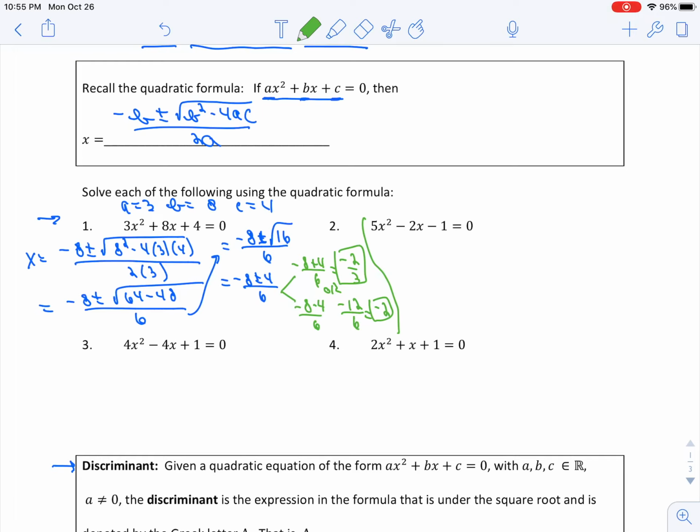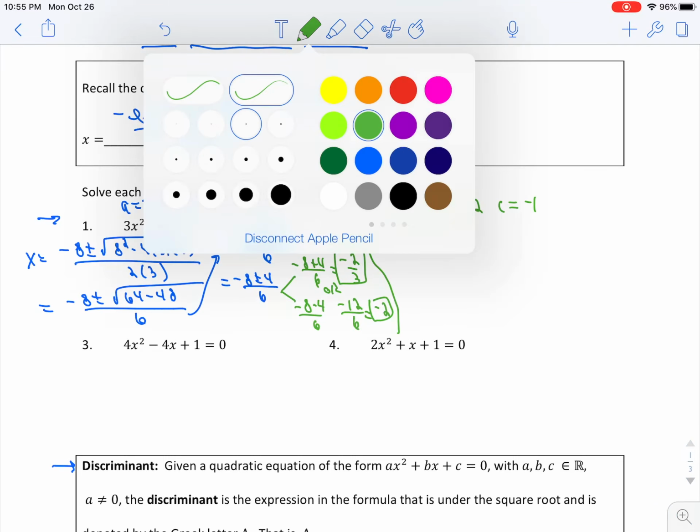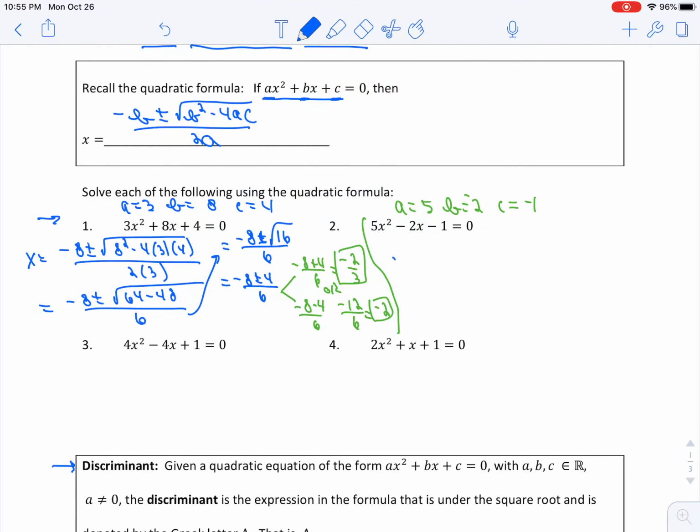Two distinct solutions. The next one, we have a is equal to 5, and b is equal to negative 2, and c is equal to negative 1. And so if we substitute those into the quadratic formula, x turns out to be negative b, but notice b is already negative, so negative negative 2 is 2, plus or minus the square root of b squared, so it's the quantity negative 2 squared. Make sure that you have that negative 2 in parentheses, minus 4 times a, which is 5, times c, which is negative 1, all over 2 times a, which is 2 times 5.